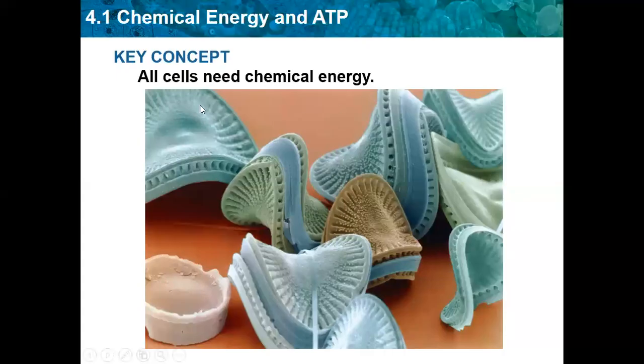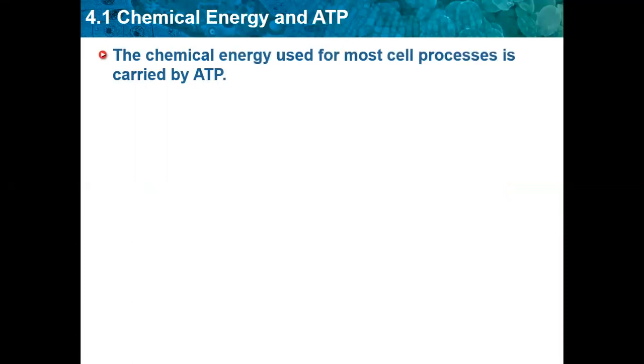Okay, all cells need chemical energy. What do they use the chemical energy for? They use it for all the metabolic activities. The chemical energy used for all cell processes is carried by ATP.